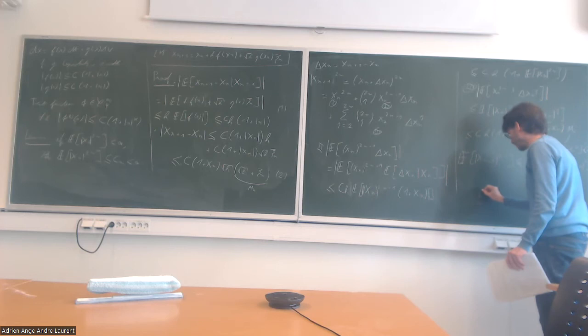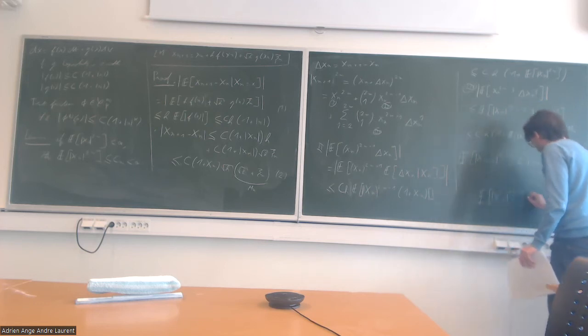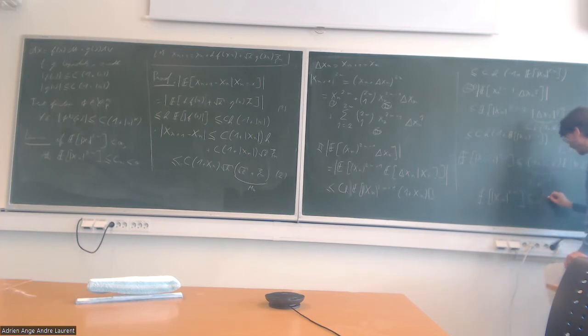So I have the expectation of x_n to the 2m less than exponential of c h, to the n, times the expectation of x_0 to the 2m. This is less than a constant. And this, by the assumption, is less than a constant. Okay, this is stability. And this seems like a very annoying proof.